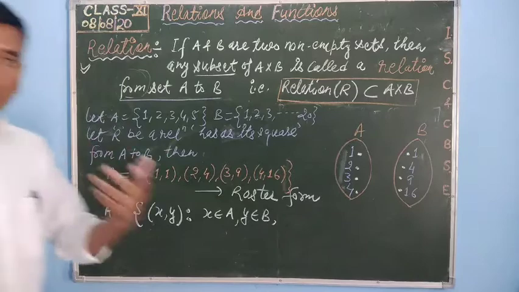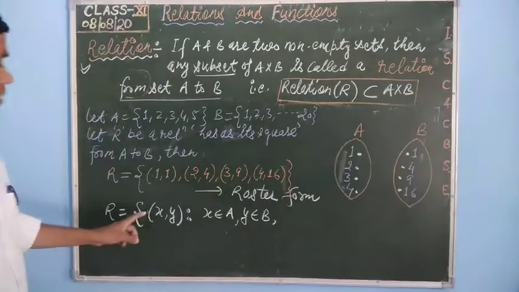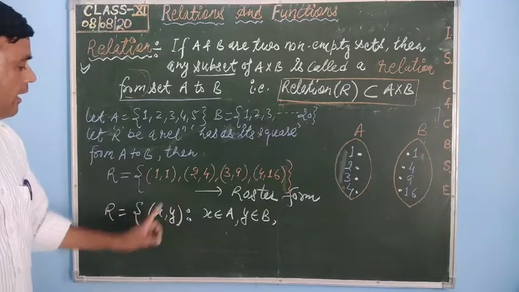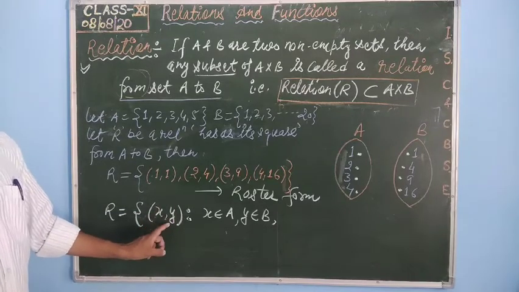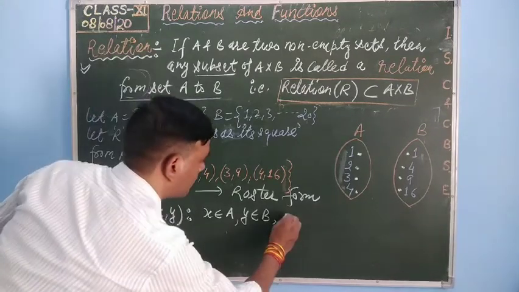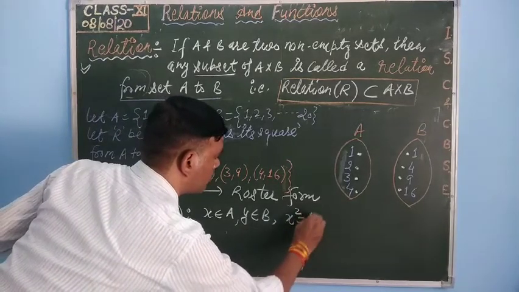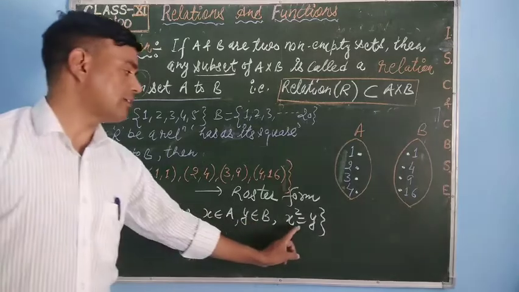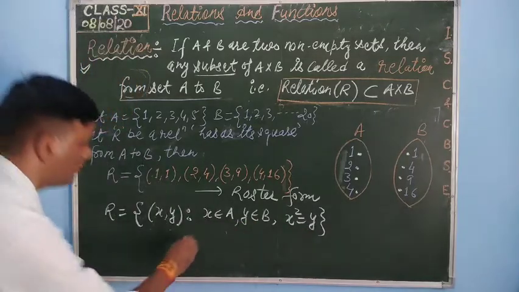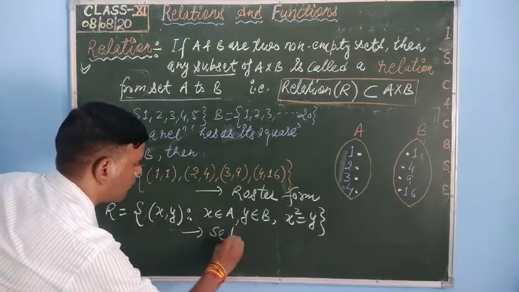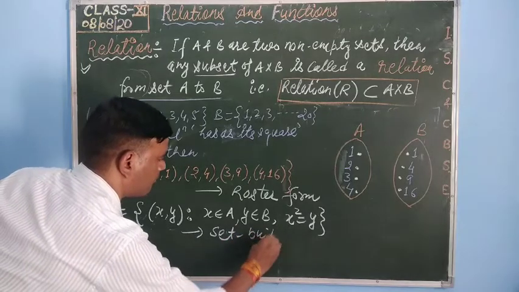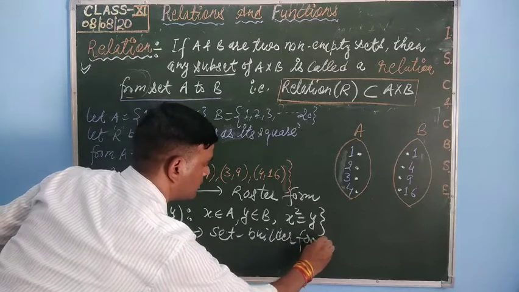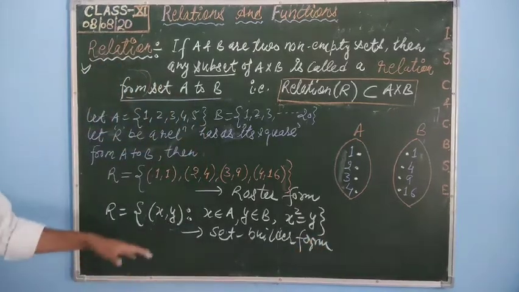Also there is a rule or association which relates x to y. What relates x to y? The square of x is y. It means you can write x square is equal to y. This is a relation defined by x square is equal to y. So this is called set builder form. This we have already discussed in set theory.